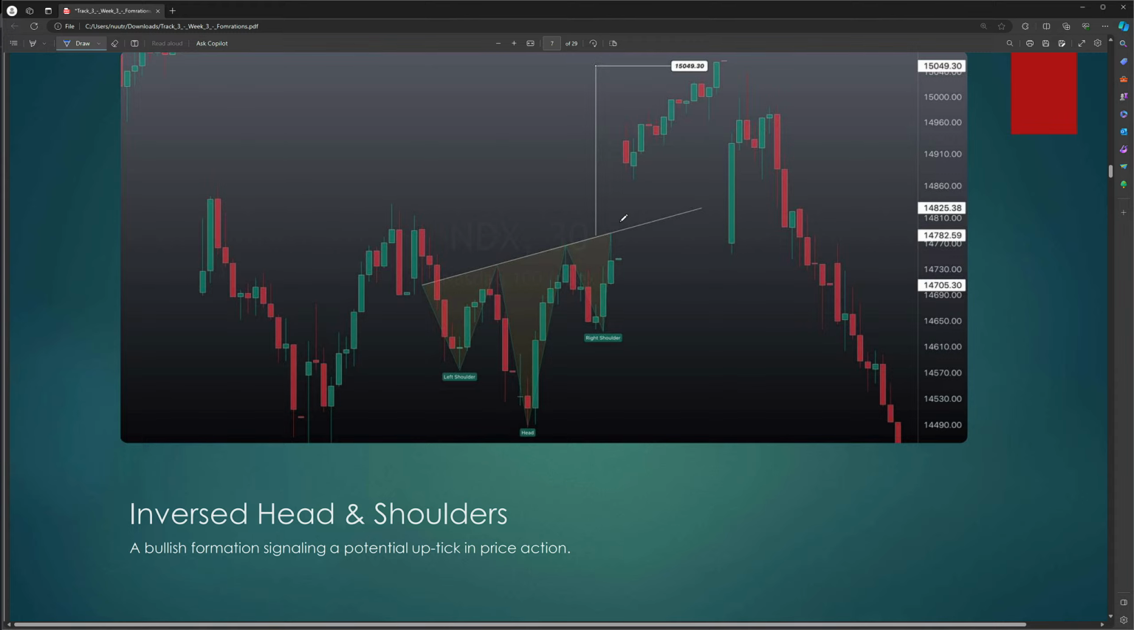So your eyes and your psychology, I'm telling you, are going to want to force the formation, but it is imperative that you draw the formation only when it's dead obvious. And that is your discretion to follow through with. Only when the formation is dead obvious will you respect the formation and consider a back test or something.